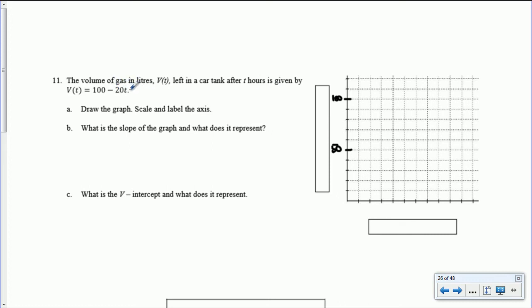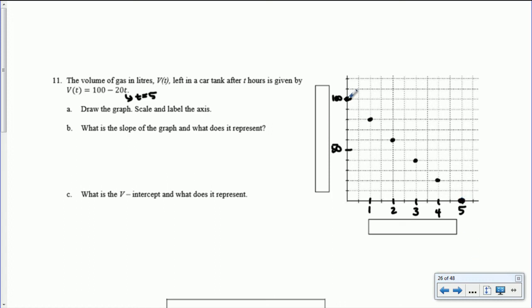lose 20 liters, so after 5 hours, when t is equal to 5, this tank will drain down to the bottom. So I have 11 ticks horizontally. If I make every 2 ticks count for 1 hour, that'll get us to a fully drained tank at this point. So after 1 hour, we drop 20 liters. So we're down to 80. After 2 hours, we drop another 20 liters. So we're down to 60. And okay, 1 hour later, we're there. 1 hour later, we're there, and finally there.